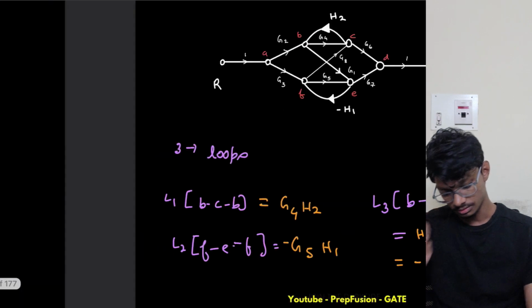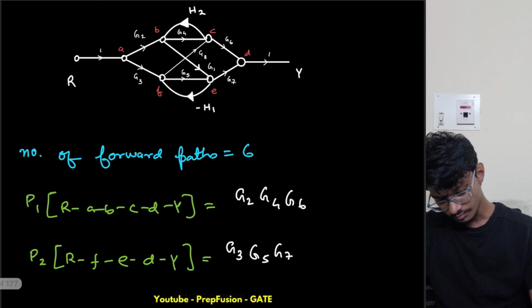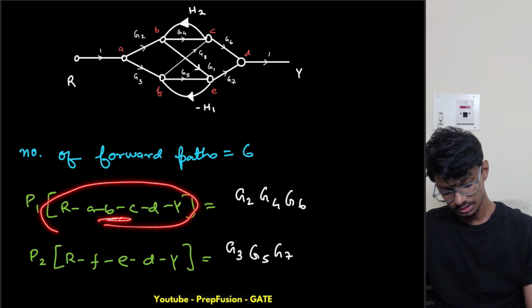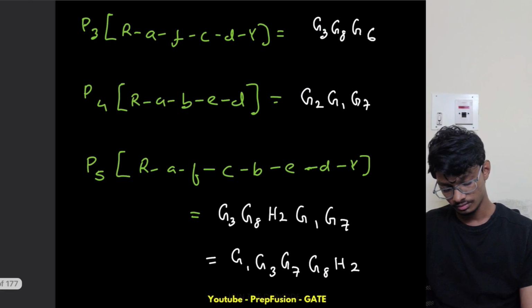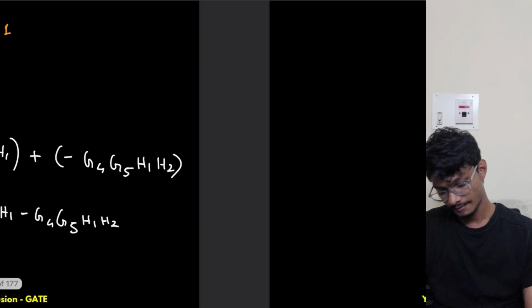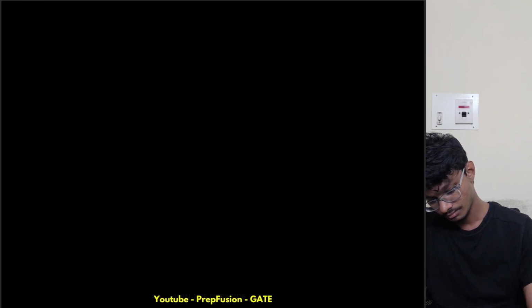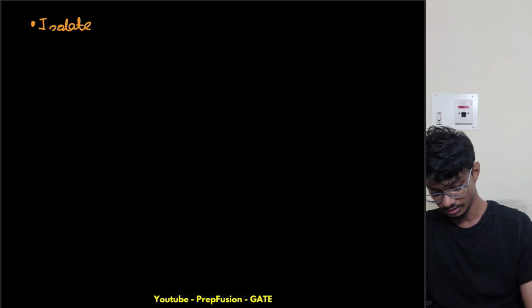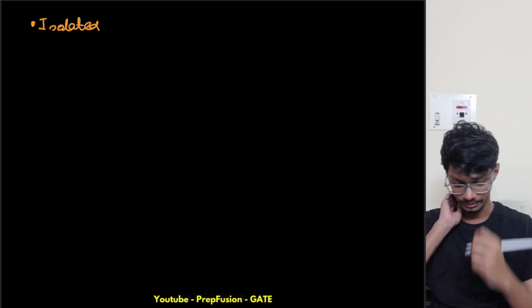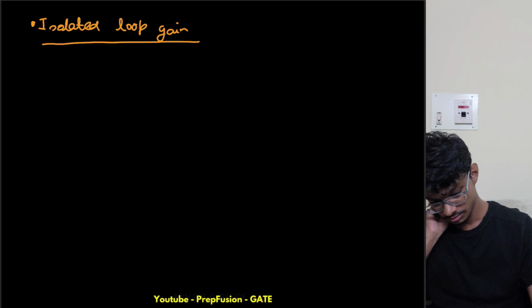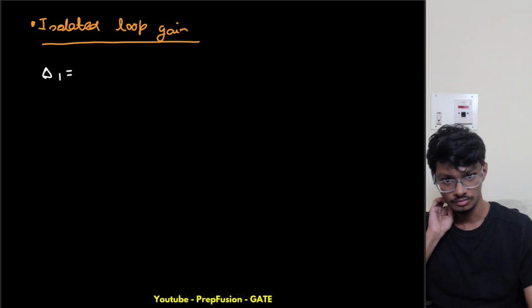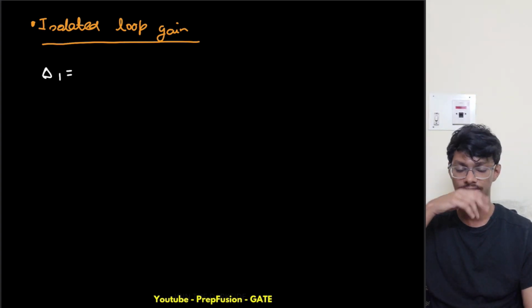Okay, so in P1 we have BC present but FE is not present. So L2 is not present, and that will be easier for us to calculate. Or you can draw from the diagram also. Okay, isolated. So delta 1 will be, we have only 3 loops. One loop is touching everything, right? So it can't be possible.